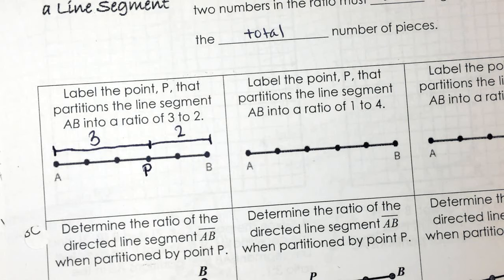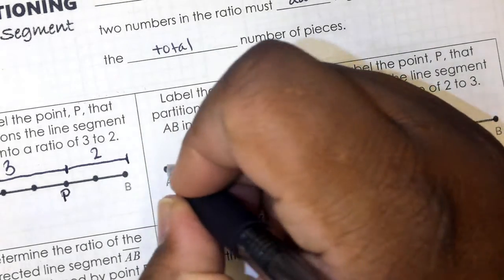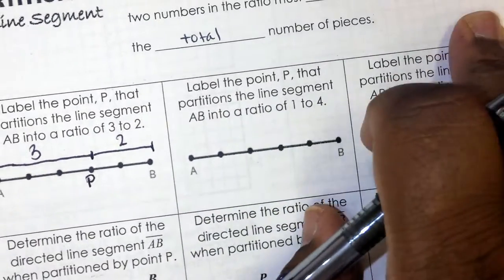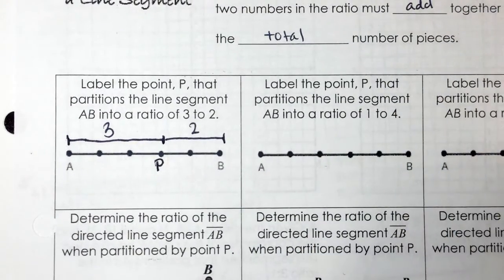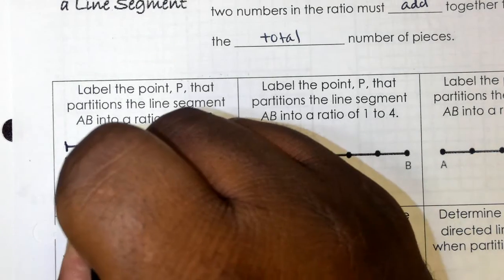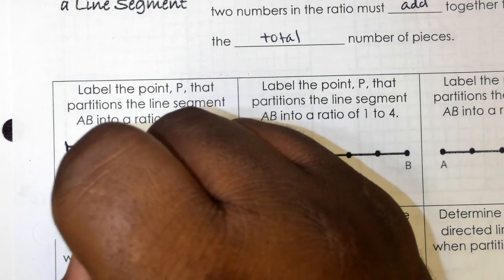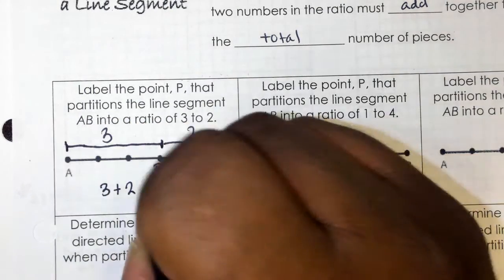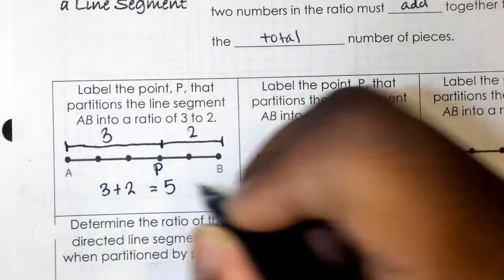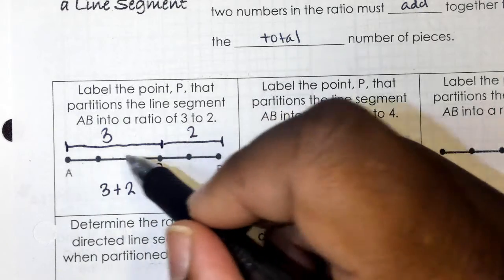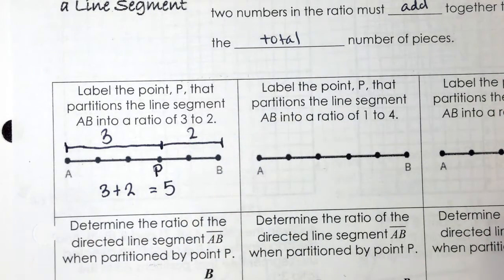The next one says label the point P that partitions line segment AB into a ratio 1 to 4. Oh, before I go to that, I know what I wanted to mention. So we split this 3 to 2. How many total pieces do you have? If you want to figure that out, you would add your ratio together. 3 to 2 is 5. So you have 5 parts total. 1, 2, 3, 4, 5.